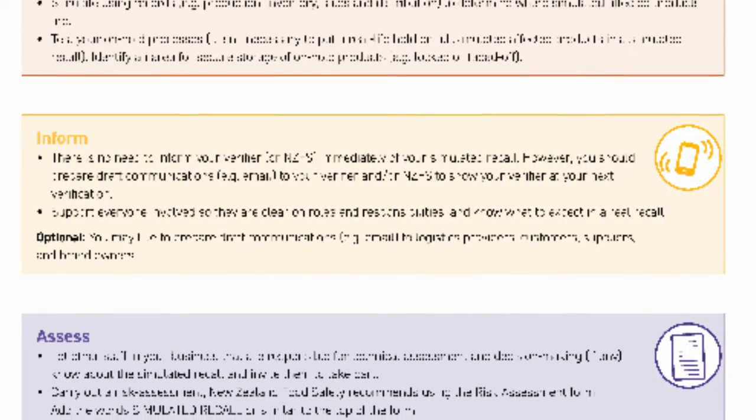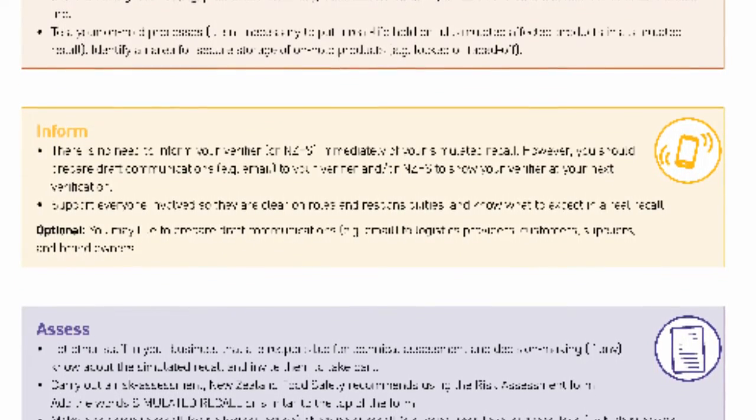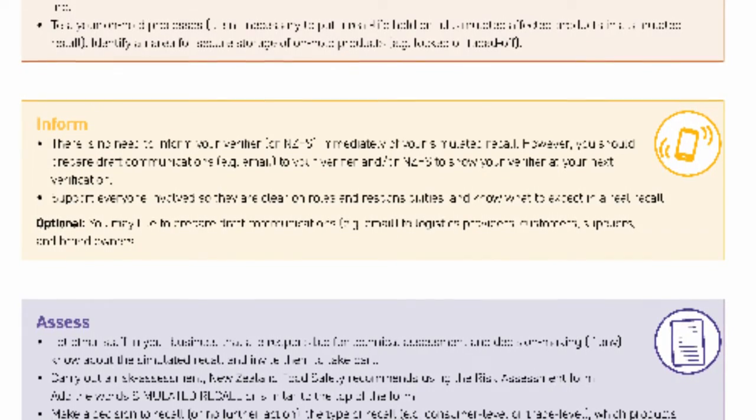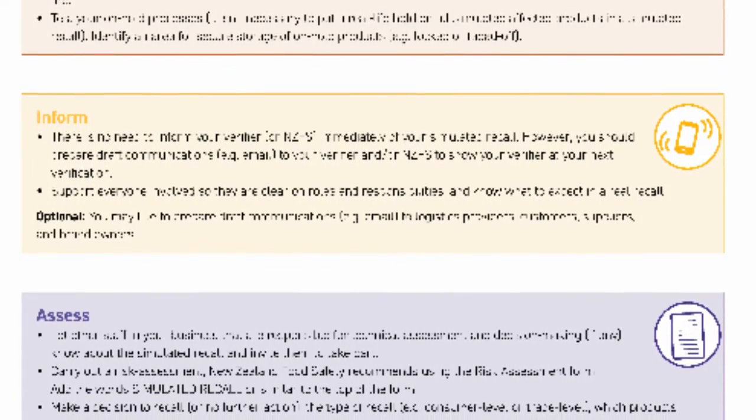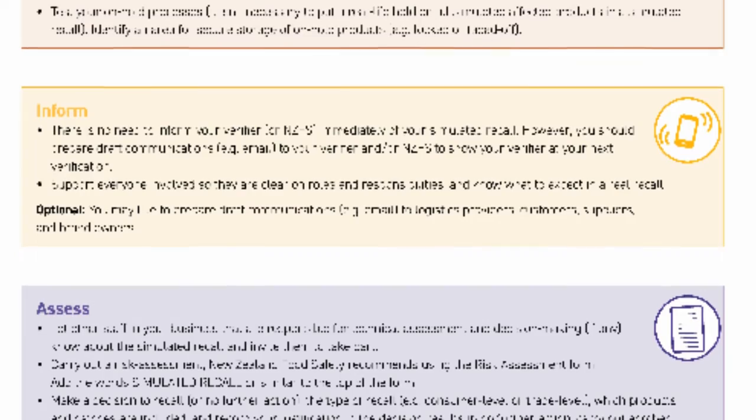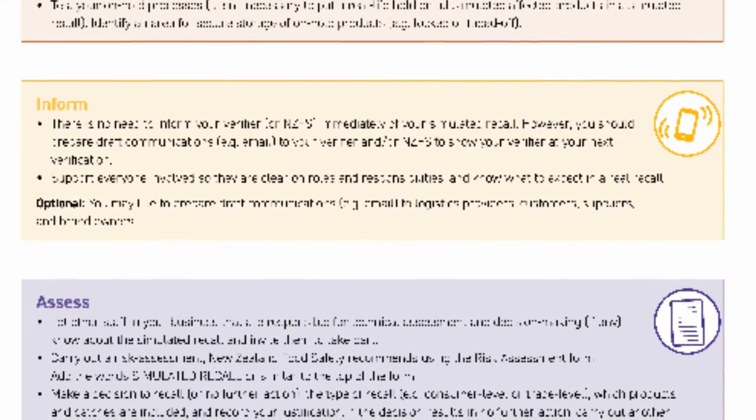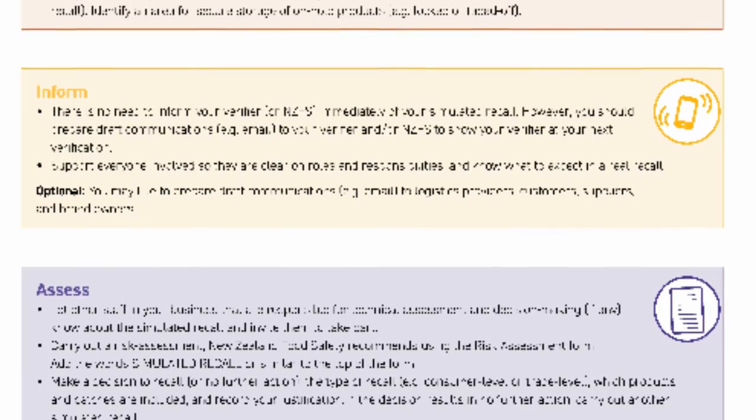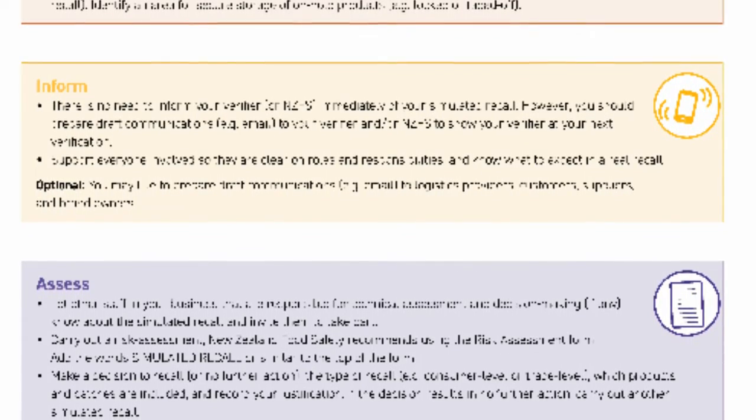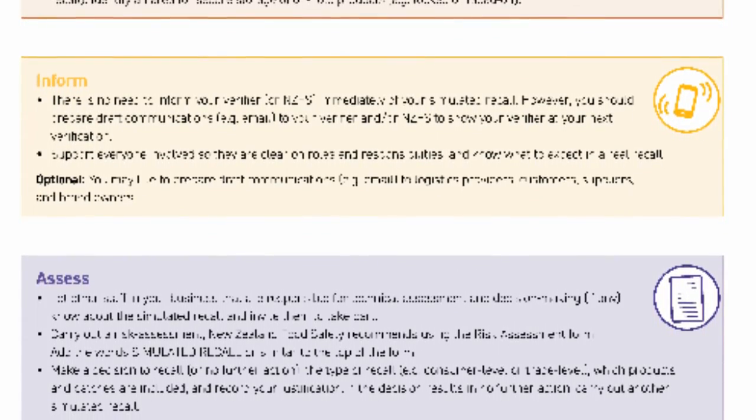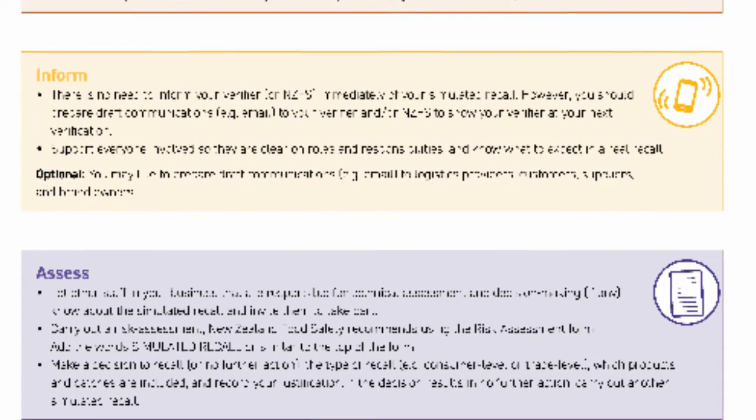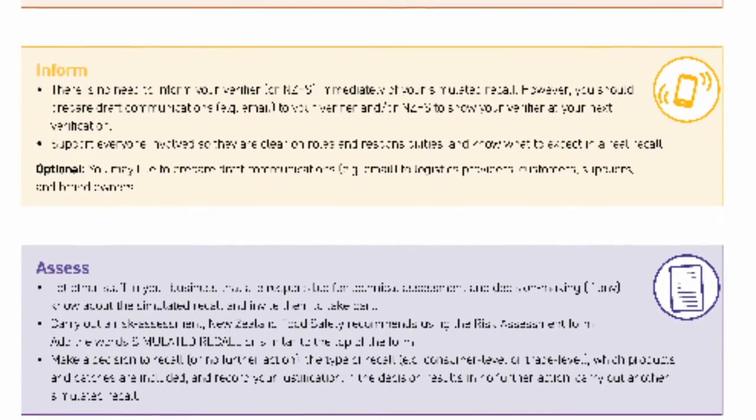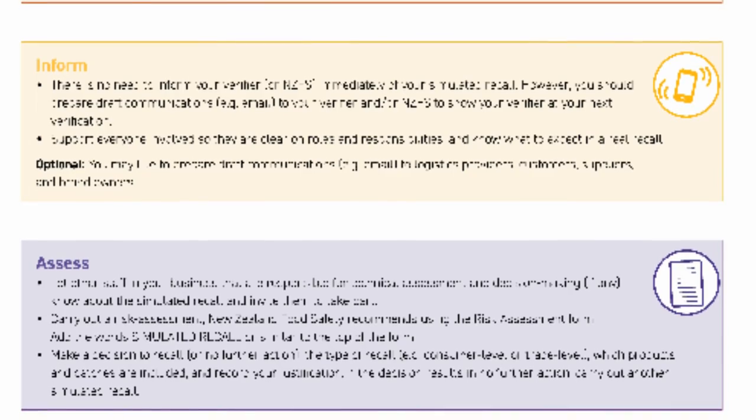Assess. Let other staff in your business that are responsible for technical assessment and decision-making, if any, know about the simulated recall and invite them to take part. Carry out a risk assessment. New Zealand Food Safety recommends using the risk assessment form. Add the words simulated recall or similar to the top of the form.